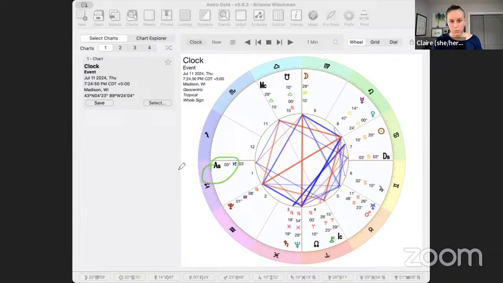We want the ruler of the rising sign to be in good shape as well. And then finally, ideally, we have the malefics, and mostly the malefic contrary to sect, in a cadent house. So either the 12th, the 3rd, the 6th, or the 9th. We want them falling away from the angles. That's what we want to see. Anytime a planet is cadent, falling away from the angle, that means they're losing power.